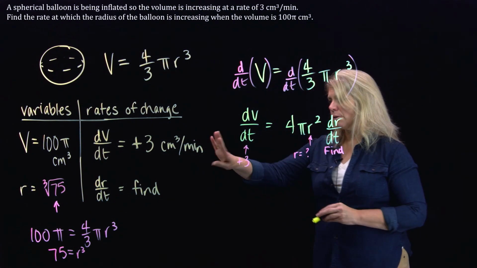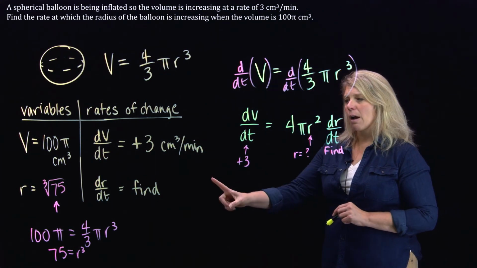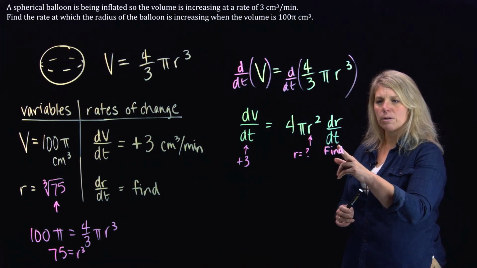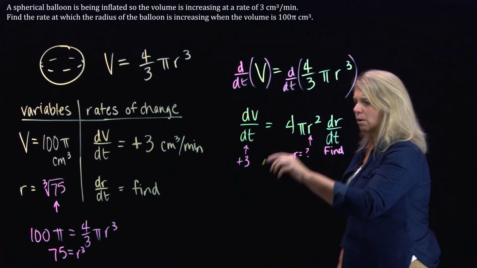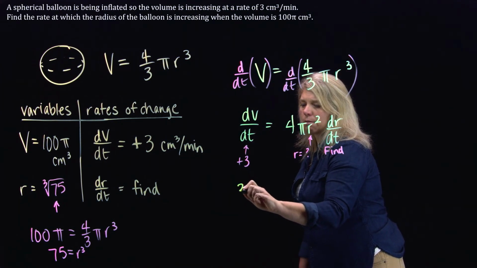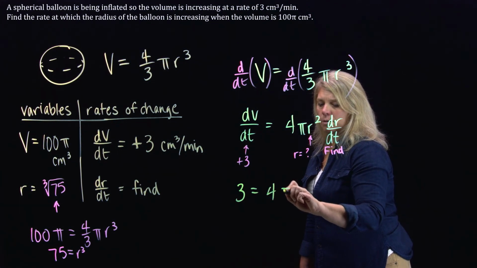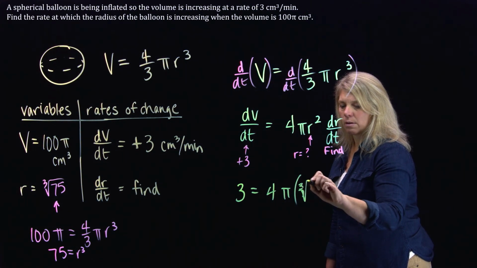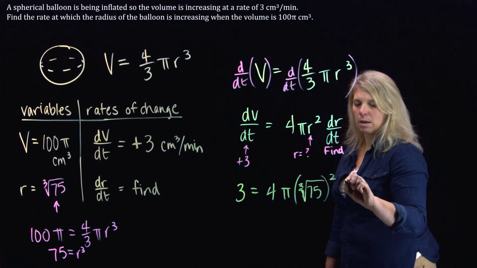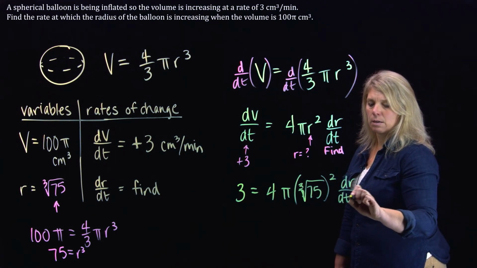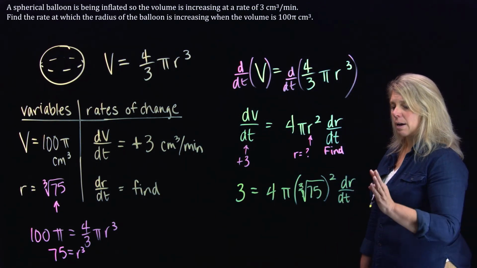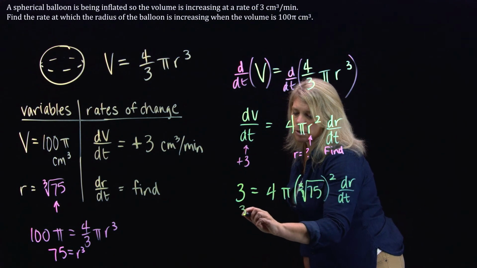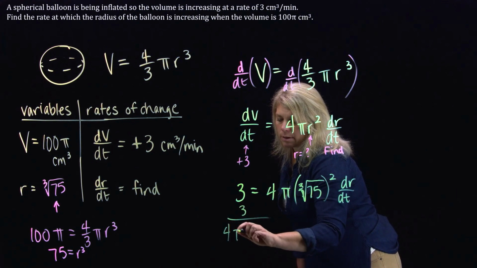Okay, so now that I had to do that little bit of extra work to find my r when V was 100 pi, we can go ahead and finish this problem, remembering that we're ultimately interested in finding dr/dt. So for dV/dt, we're going to put in 3. 4 pi. Our r was the cube root of 75, and that's going to be squared. And we're supposed to find dr/dt. So from here, it's just a matter of solving for dr/dt, so I'm going to just divide through by this constant. And then it's a matter of how much you want to clean that up. I'm going to just leave it in that form.